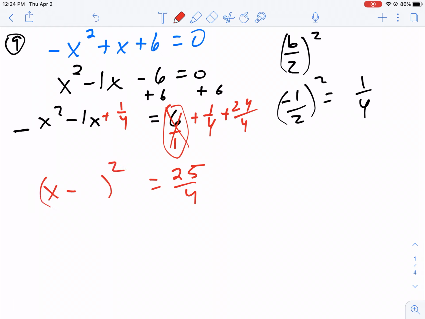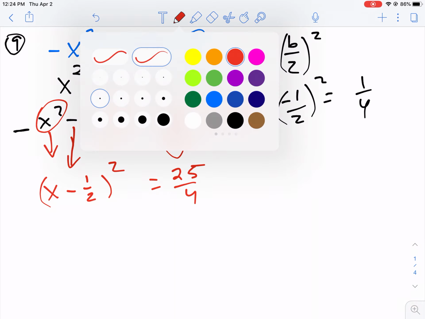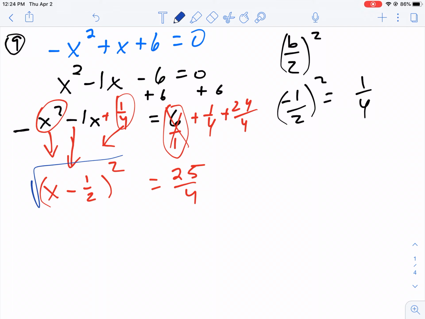Now that something, remember, that's going to be your a, that's the square root of that. Now we have to take the square root of 1/4 to put that here, which would be 1 over 2. And it's minus because we have our minus sign there. So now you're left with x minus 1/2 squared equals 25 over 4. So now we're going to have to take the square root of both sides. So x minus 1/2 equals square root of 25 is going to be 5. Square root of 4 is 2.